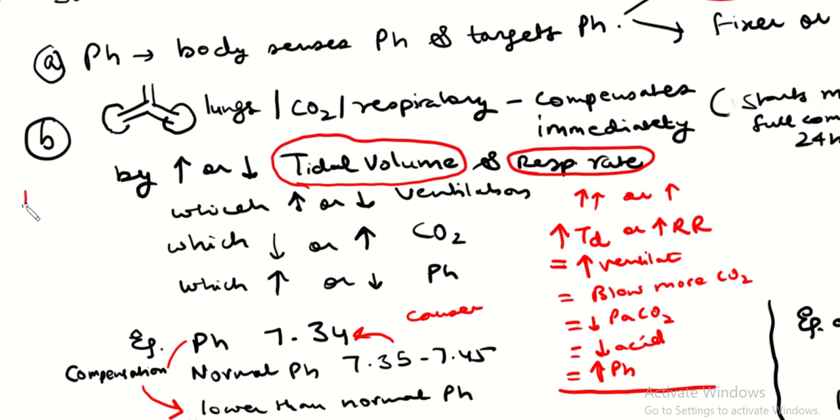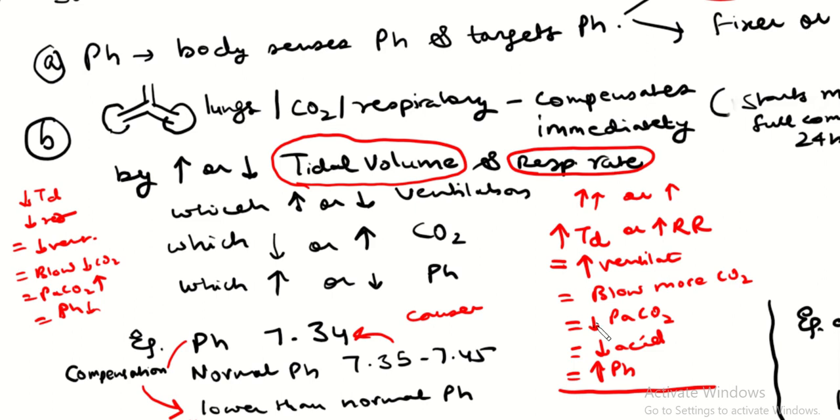Vice versa. If I go down on my tidal volume and I go down on my respiratory rate, I ventilate less. I blow off less CO2, my PaCO2 goes up, my acid goes up, my pH goes down. And it's immediate. And there's only two ways I can change it. My respiratory side compensates immediately, changing PaCO2 using my lungs by changing tidal volume and respiratory rate.